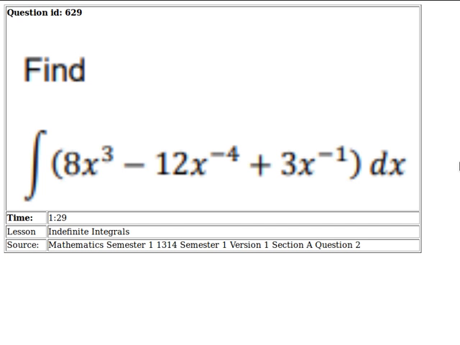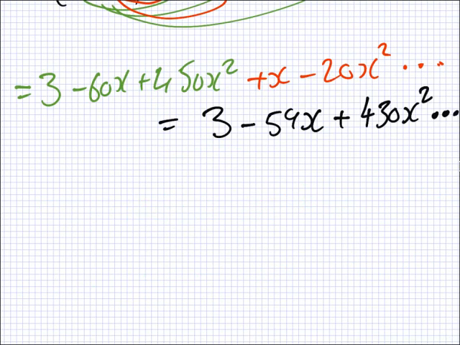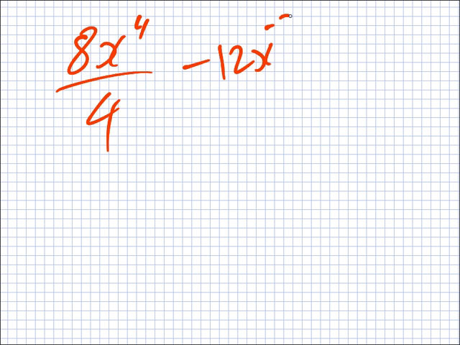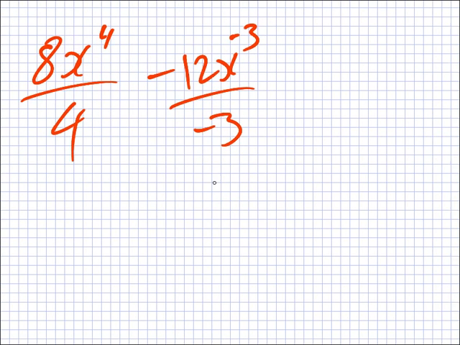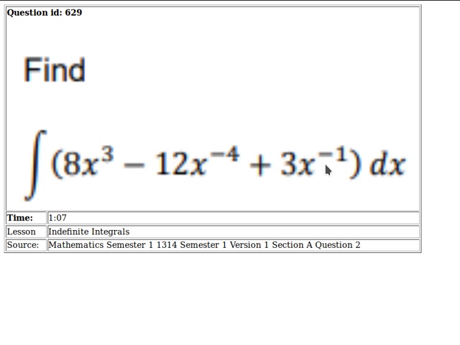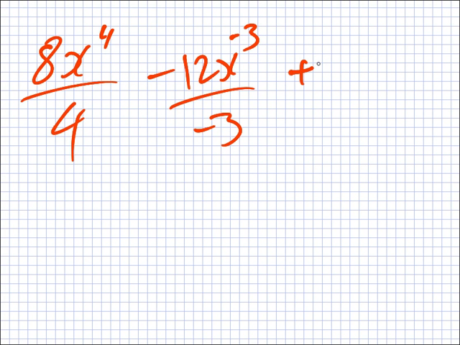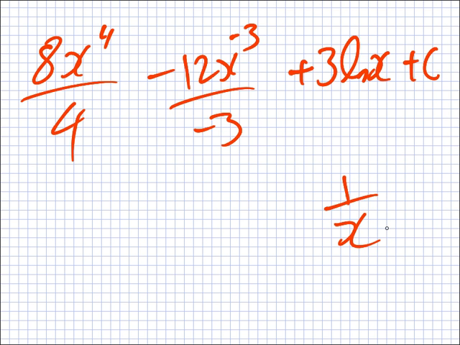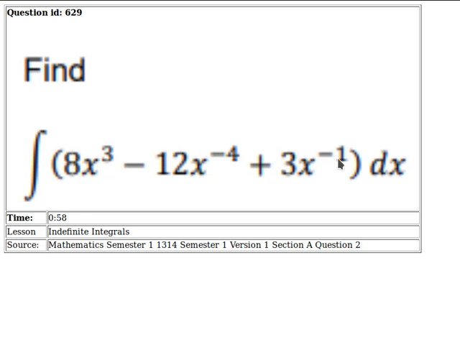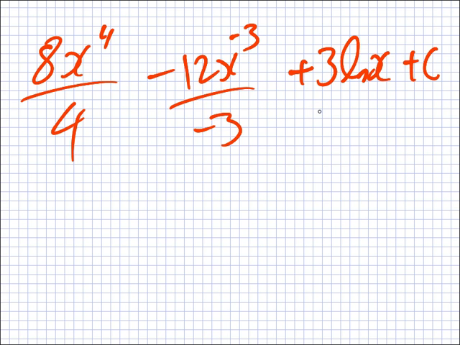I don't think you need the full 4 minutes for this because there's not even any limits to put in. It's just the antiderivative rule. So, the first one, if you integrate this, it would be 8x power 4 over 4. And then this one would be minus 12x power minus 3 over minus 3. And the last one, 3 log x. Why? The integration of 1 over x is x minus 1, so that becomes log x.